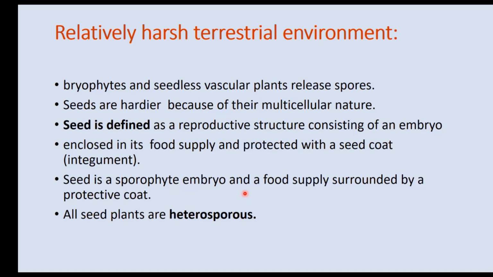And all seed plants are heterosporous. What is heterosporous? It means a plant produces two different types of spores, like we mentioned, the microspore and the megaspore, and these spores give rise to distinctive types of gametophytes, which are reproductive structures responsible for producing either male or female gametes, sperm or egg cells.